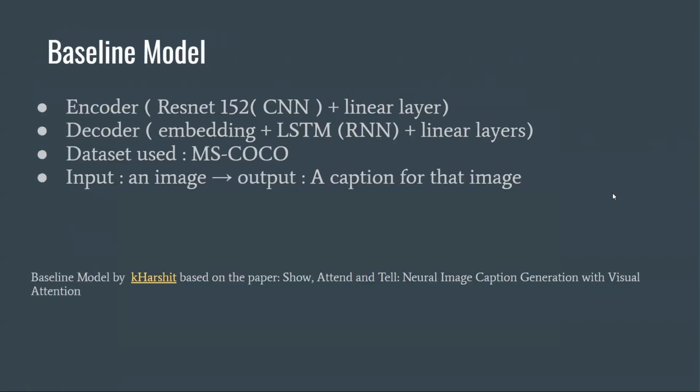This is the baseline model. It contains an encoder and decoder, just like any basic image captioning model. The encoder is a ResNet 152-layer CNN, also with a linear layer. The decoder has embedding layers, long short-term memory recurrent neural network layers, and also linear layers. The dataset used in the baseline model is Microsoft Common Objects in Context, abbreviated as MS COCO. The baseline model received an image as input and provided a caption for this image.